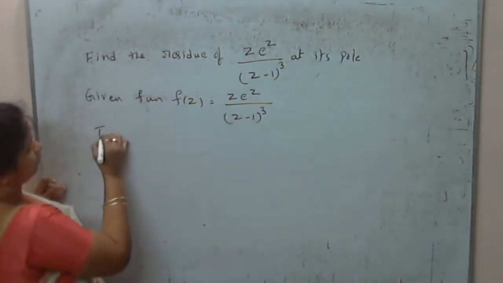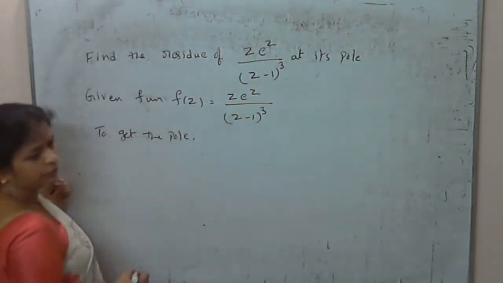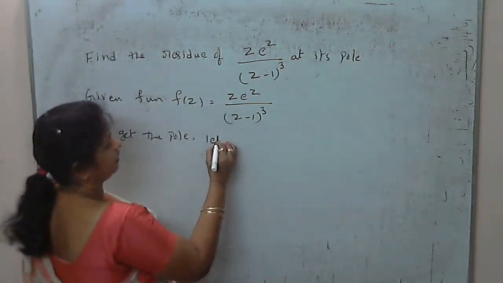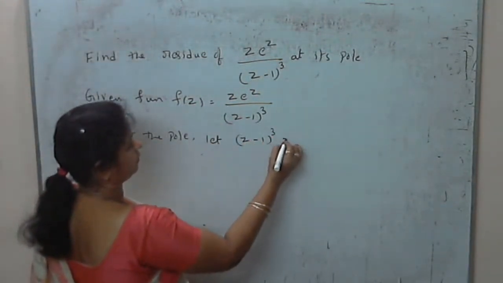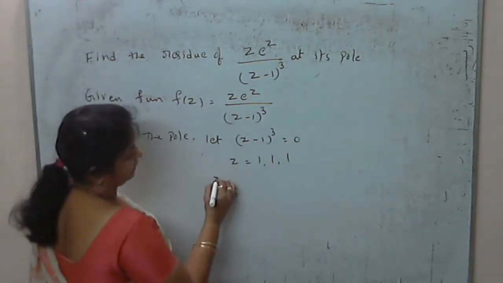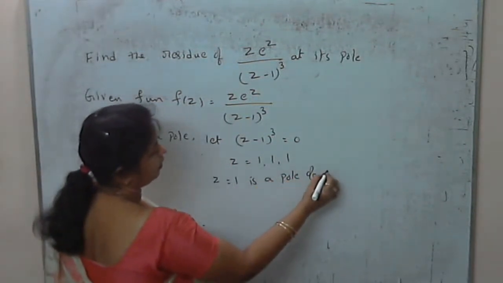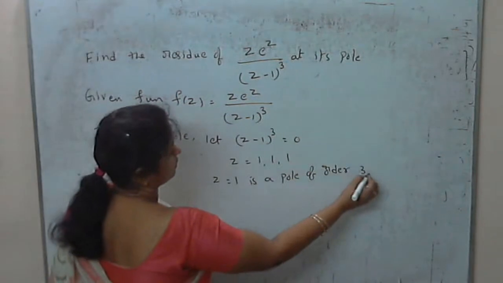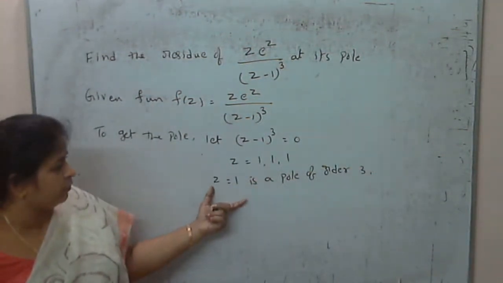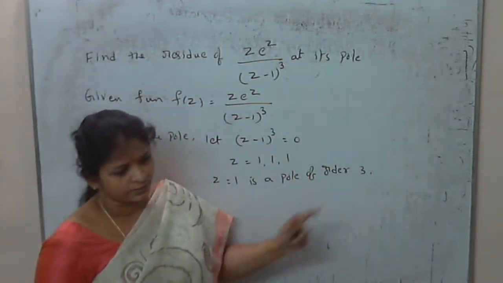To get the pole, what to do? We have to equate the denominator to 0. So let (z minus 1) whole cube equal to 0. So z equal to 1, 1, 1. That means z equal to 1 is a pole of order 3. z equal to 1 is a pole, but it comes 3 times, so it is called a pole of order 3.